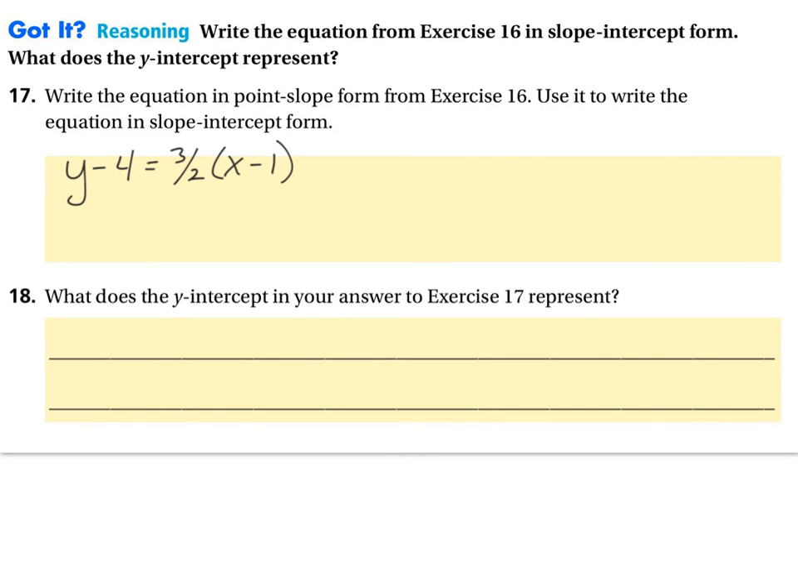Exercise, I want you to take this equation in point slope form, and I want you to distribute the 3/2 through and rewrite this equation in slope intercept form. Go ahead and do that, and then restart this video to determine if you understand how it was done.